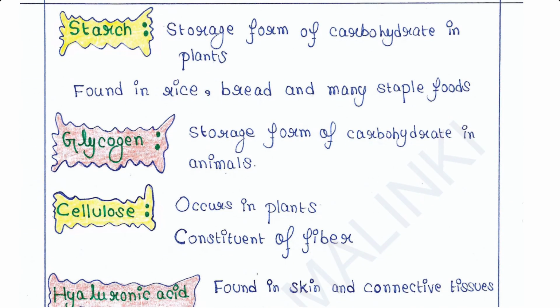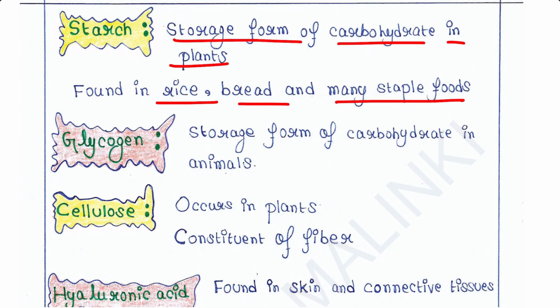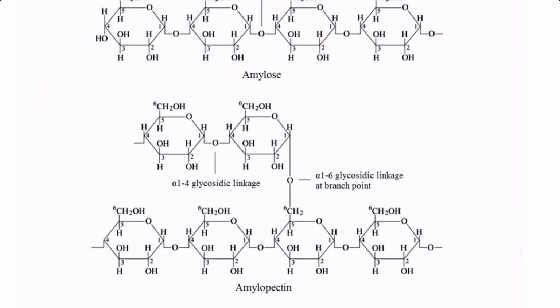Starch. So, starch is the storage form of carbohydrate in plants. Starch is found in rice, bread, and many staple foods. Let's see the structure of starch. It is composed of alpha glucose units because this is a homopolysaccharide. So, a number of alpha glucose units are combined here to form starch.